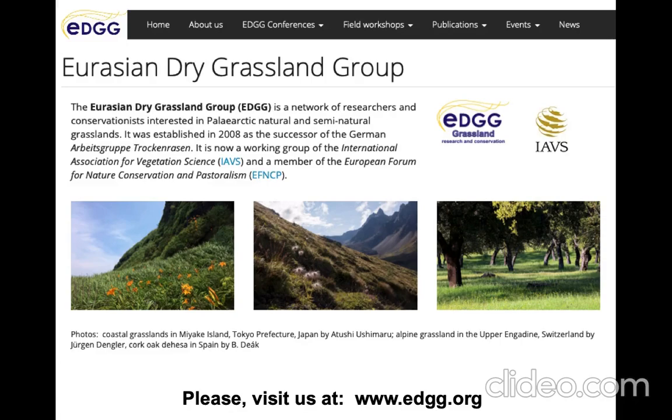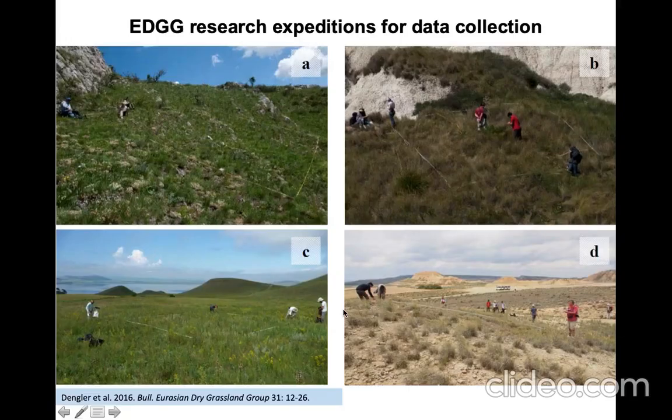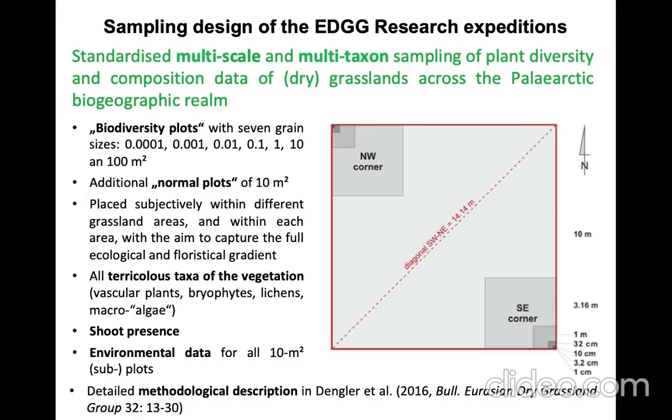The membership is free of charge, you don't have any obligations, and instead you have some facilities that include, for instance, the publication of an open access journal titled Palearctic Grasslands, but also the organization of annual meetings and research expeditions in various locations of Eurasia and North Africa, with the aim of sampling highly standardized, multi-scale and multi-taxon vegetation plots. During these expeditions, we collect biodiversity data with a nested plot sampling design.